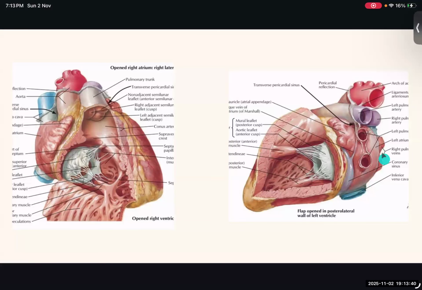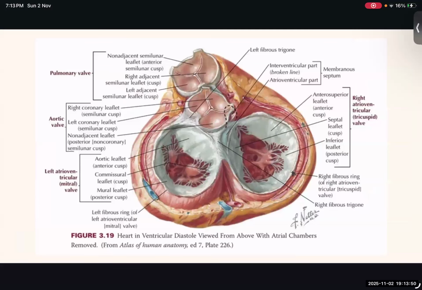Here we have the left atrium, and then the blood is going to travel inside into the left ventricle through the mitral valve. And if we look at the heart from up top, here we can see the tricuspid valve of the right atrium and the mitral valve of the left atrium. And then here we have the aortic valve from the left ventricle into the aorta, and here the pulmonary valve from the right ventricle into the pulmonary artery.